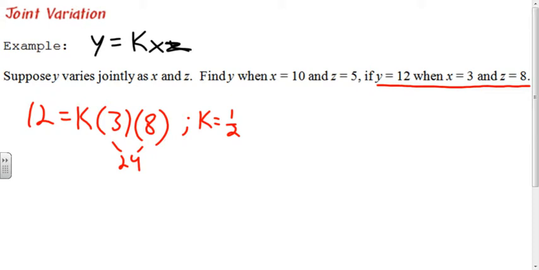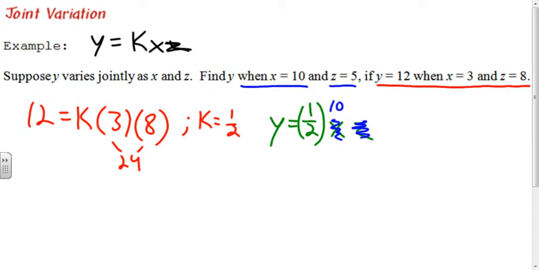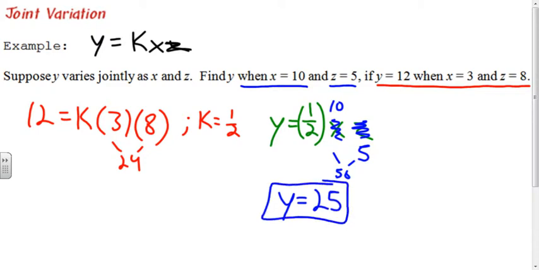So we would rewrite it as y equals 1/2, that's our k value, times x times z, and we know x is 10, z is 5, 10 times 5 is 50, and 1/2 of 50 means that y is 25 in this case. So that's a joint variation example.